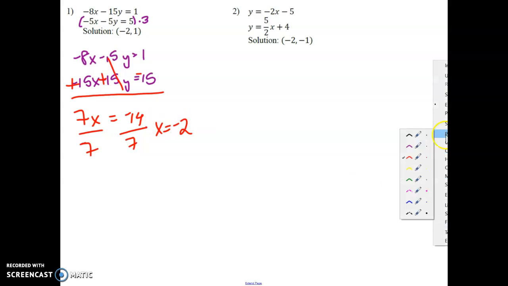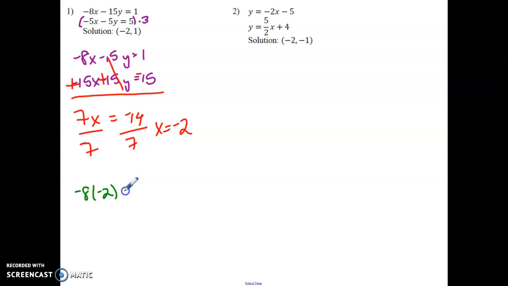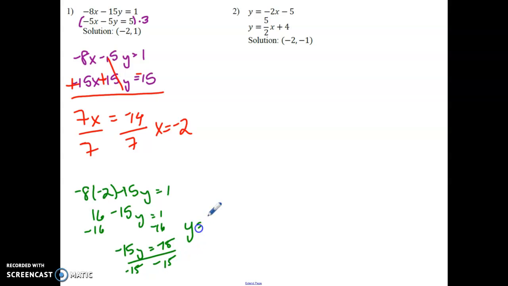Once I have my x, I can plug that back in to either of those original equations to find my y. So I have negative 8 times negative 2, which is 16. I'm going to subtract 16 from both sides and divide both sides by negative 15 to get y equals positive 1. So negative 2, positive 1 is in fact our solution.